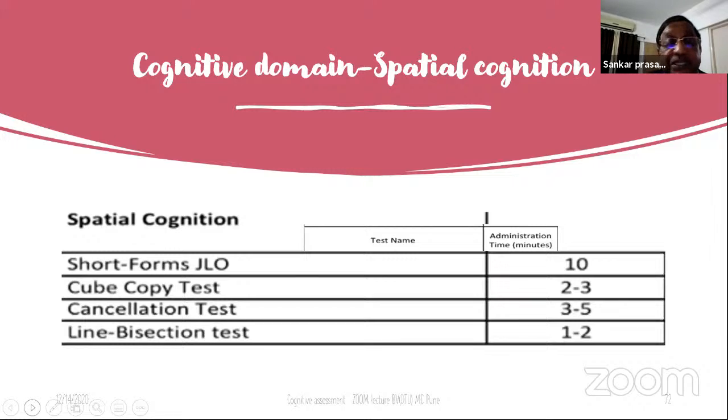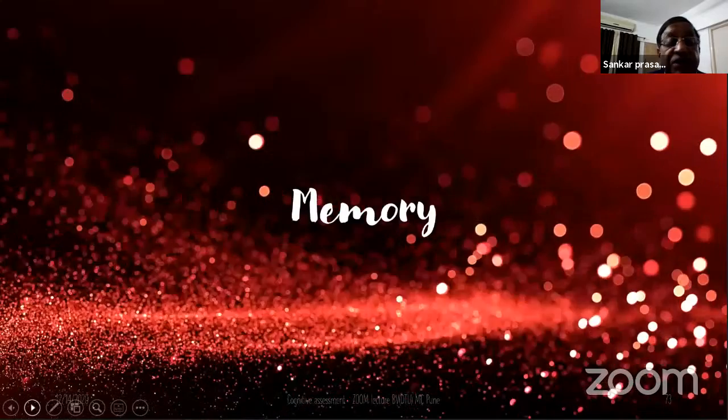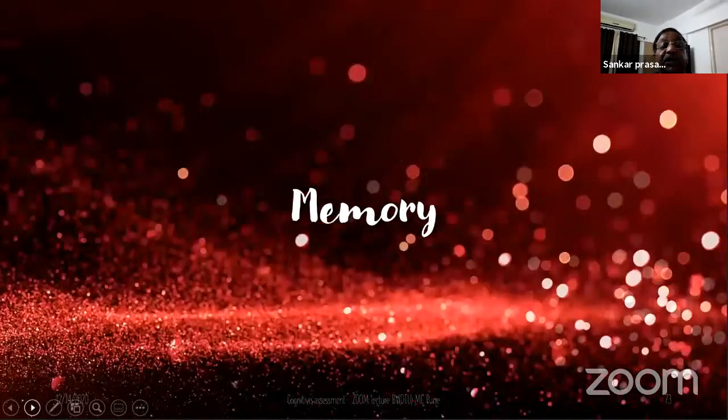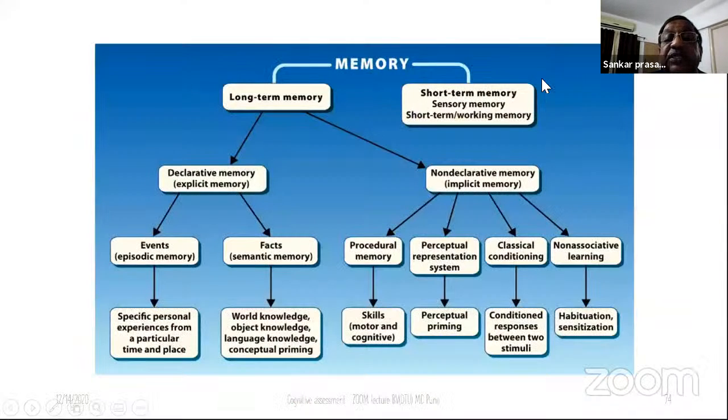For spatial cognition, you can do a cube copy test, cancellation test, digit cancellation test, and line bisection test. All these tests take only 1 to 2 minutes. Now we'll come to the memory part of the presentation, and memory is very important. You see long-term memory, short-term memory, sensory memory, working memory.